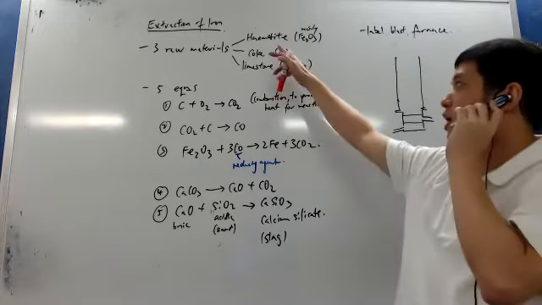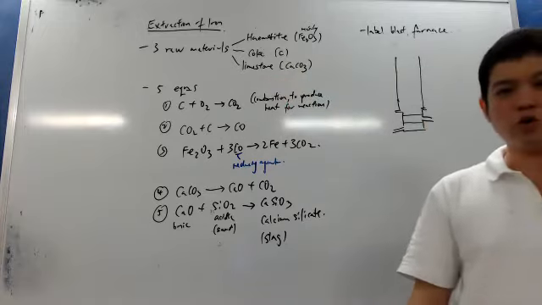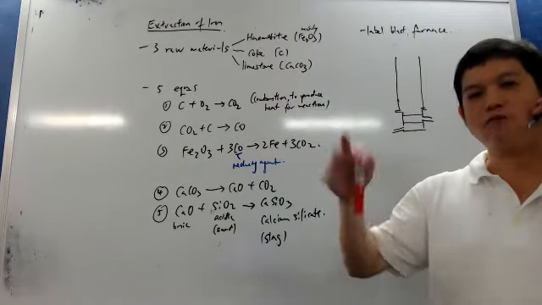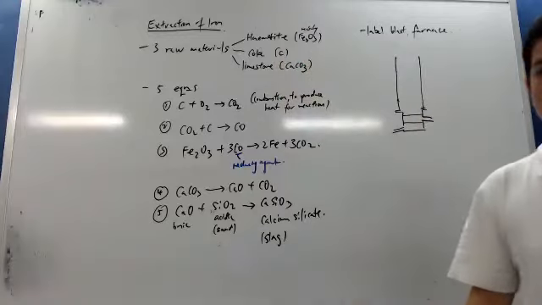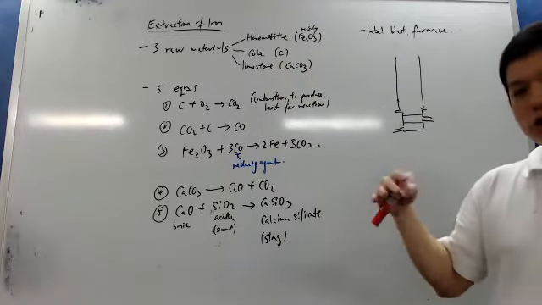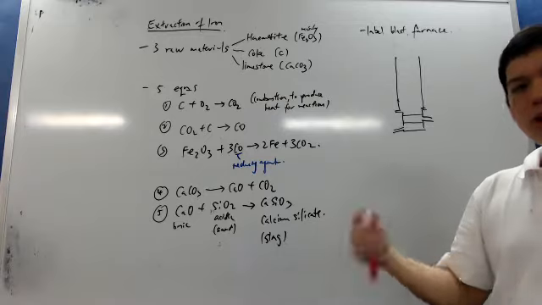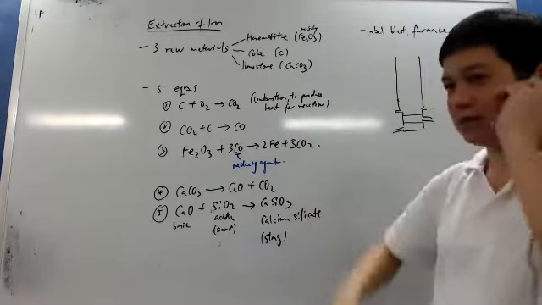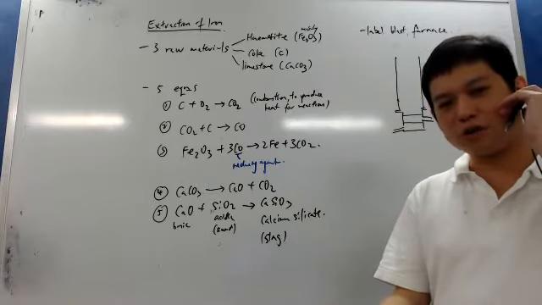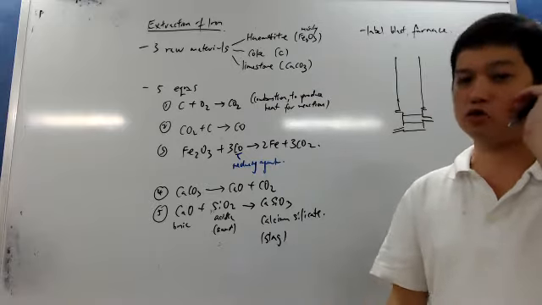Okay, first one is called hematite. Hematite is actually also your iron ore, but iron ore has a few kinds. The main one is hematite. Hematite contains mainly iron 3 oxide. Okay, but don't write iron 3 oxide if they ask for raw materials, you must write hematite. Because hematite is not pure iron 3 oxide, you have other impurities inside. So if you just write iron 3 oxide as the raw material, it will be considered wrong.